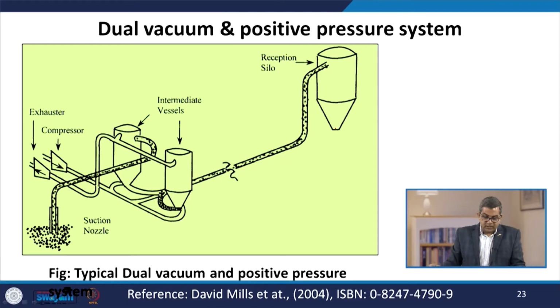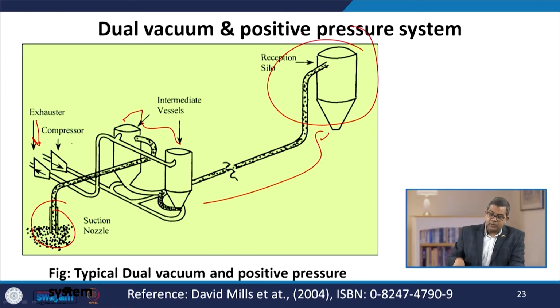Now, here you see the dual vacuum and positive pressure type of system. You have this suction nozzle and exhauster, always with a compressor. Through this exhauster you are supplying to these intermediate vessels, and here you have the reception silo or reception arena.